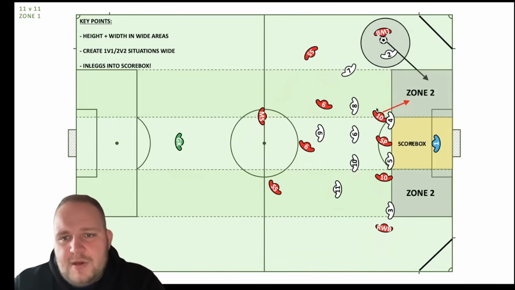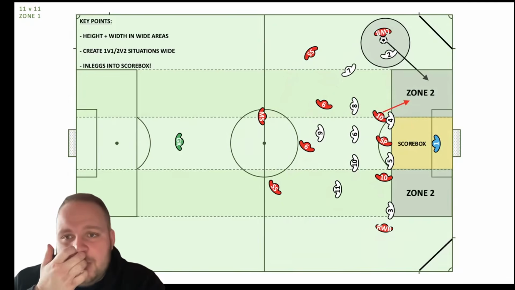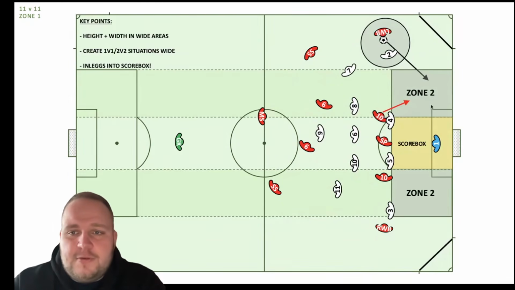And we really emphasize again those runs between widest defenders. Can we get the ball into zone two? And the reason why, as I'm sure many of you will know, is that if we're able to cross the ball from here rather than here, it's statistically a much higher chance of being able to score a goal.